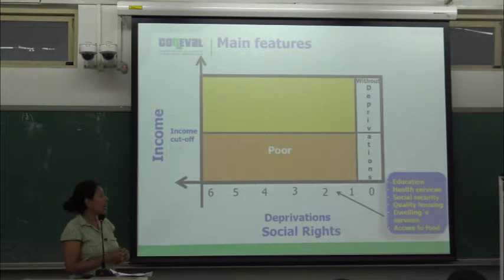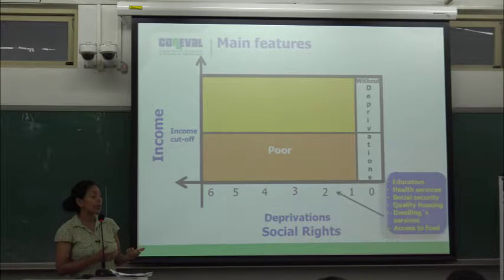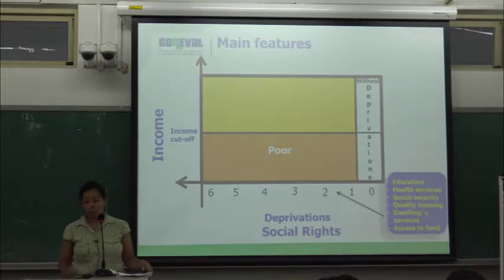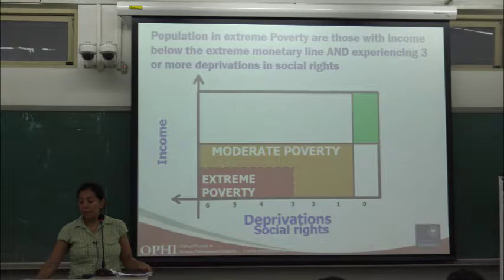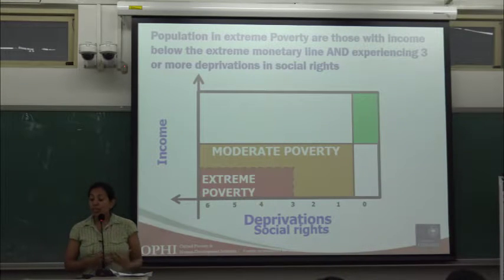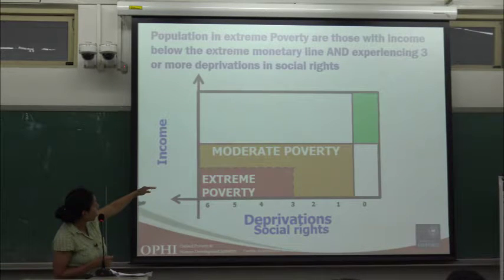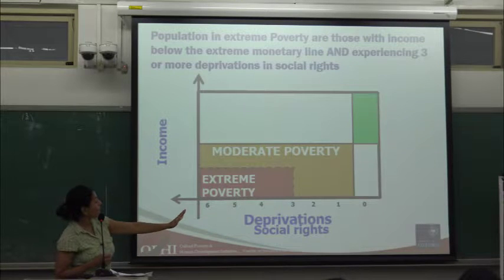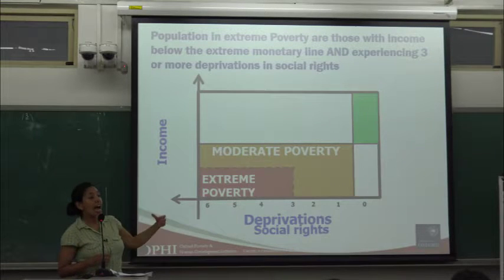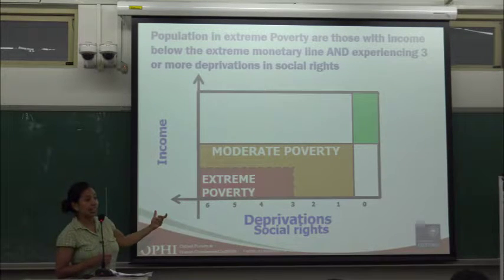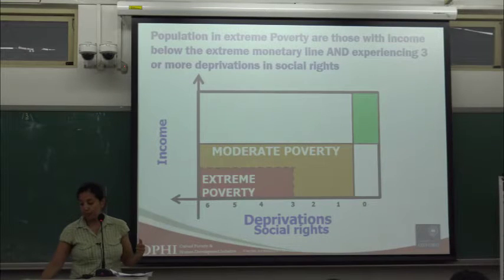These are access to education, to health services, to social security, the quality of the housing and the basic services that they have, and access to food. They also have a more extreme measure of poverty, in which the population that is below a more extreme poverty line and is suffering at the same time 3 or more deprivations in social rights are defined as being in extreme multidimensional poverty.